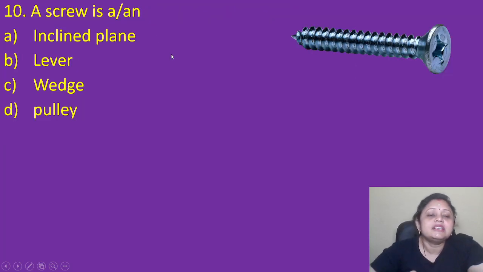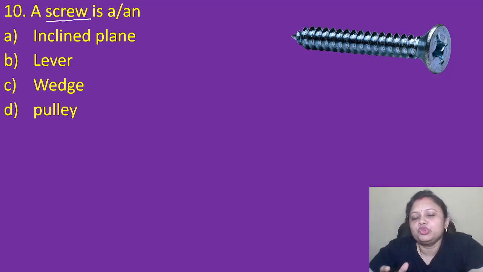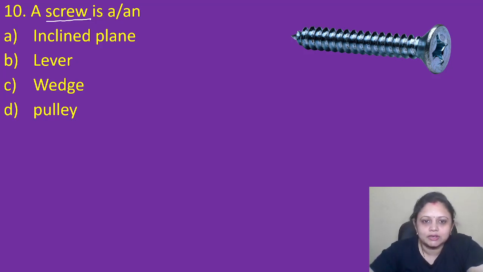Next, a screw is a: option A inclined plane, B lever, C wedge, D pulley. So screw, we know screw. So what do you think? What is a screw? Do you know the answer? If you know the answer, you can write in the comment section. Okay. So here the screw, it is an inclined plane.